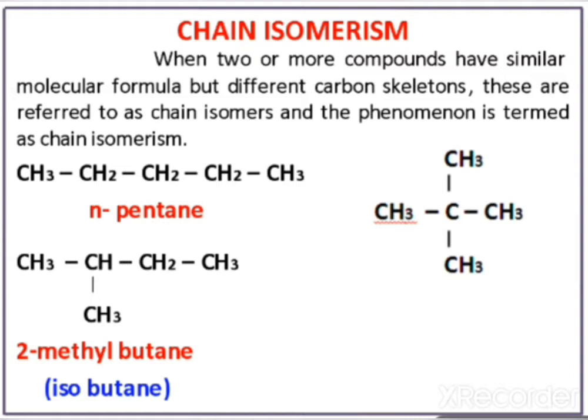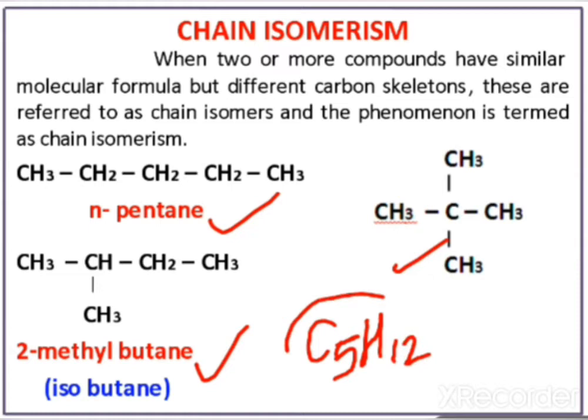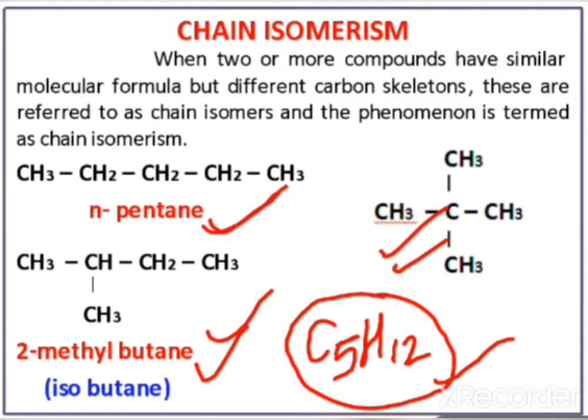So again you can see 5 carbons are there, and the total number of hydrogen atoms is 12. So all these 3 compounds, first, second and third, have the same molecular formula C5H12. So again, by the definition, when the molecular formula is the same but the structure and chemical properties are different, then these are known as isomers, and the phenomenon is isomerism.